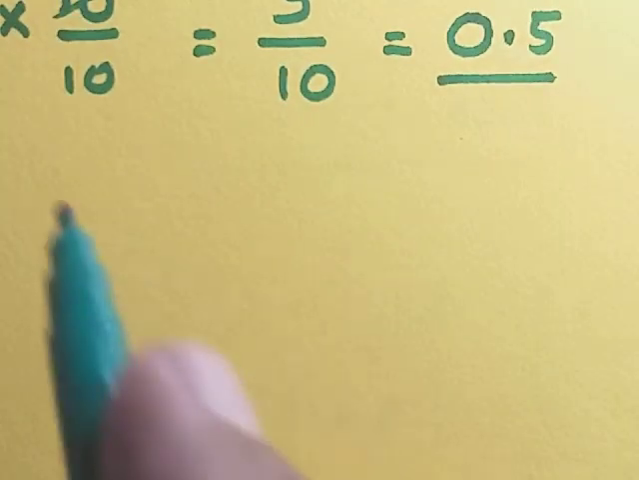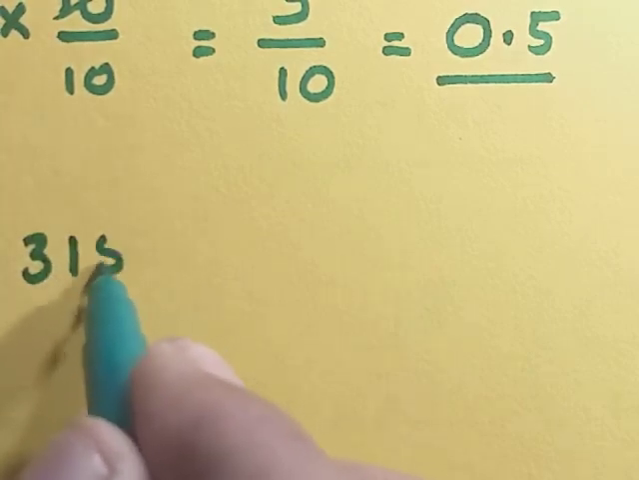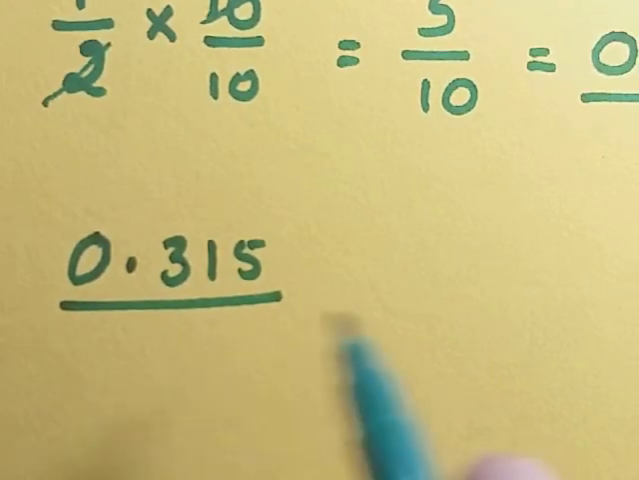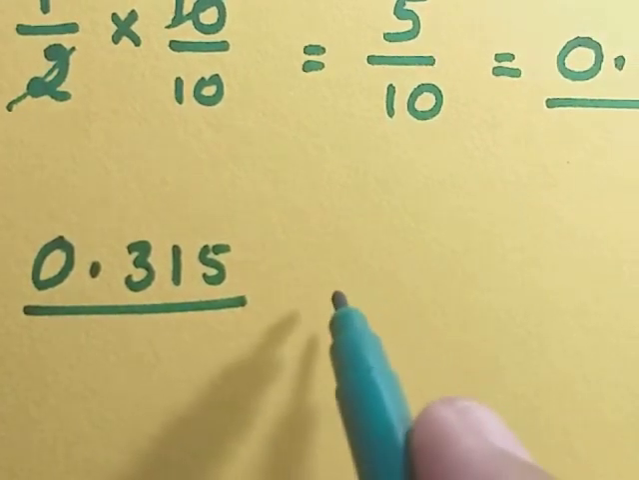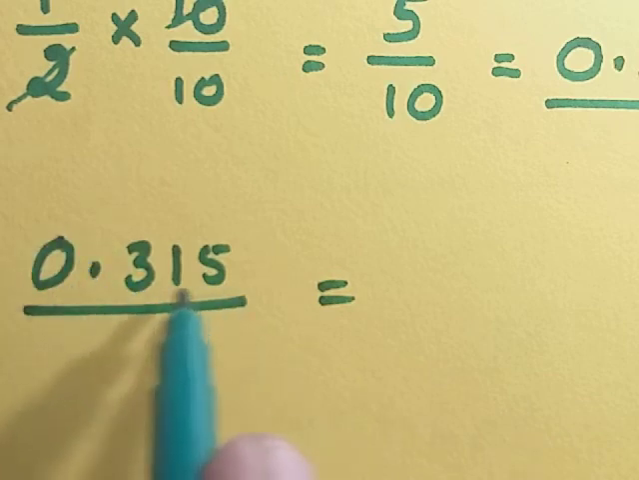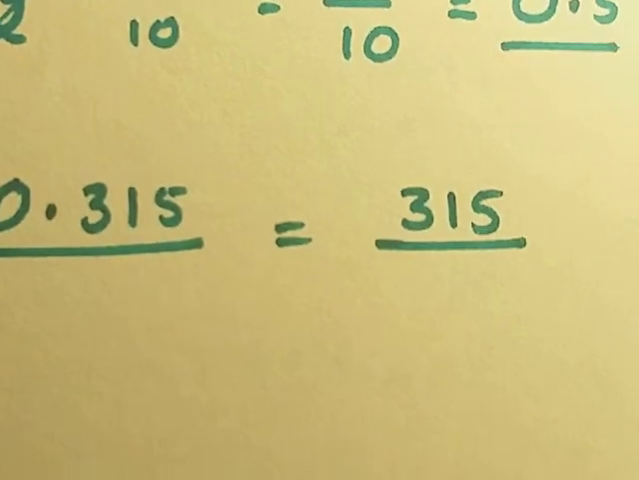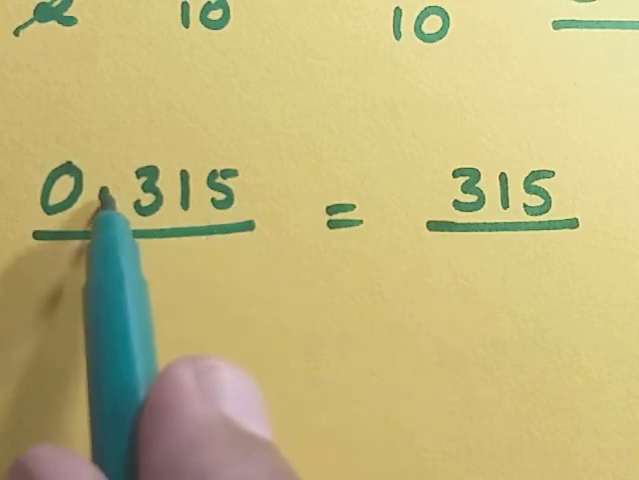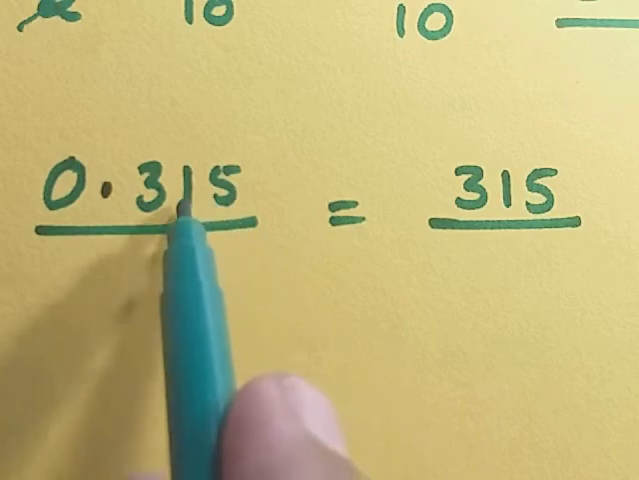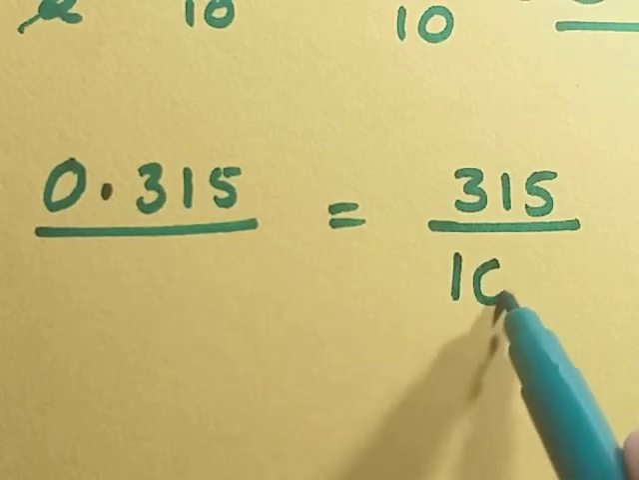In fact, we can also take an example, 0.315. This is a decimal expression. A decimal expression can also be converted into a fraction. That is, without the decimal, read this number as 315 divided by, the decimal point is positioned at which place, let us see. Unit, 10, 100 and 1000. Therefore, 315 divided by 1000.